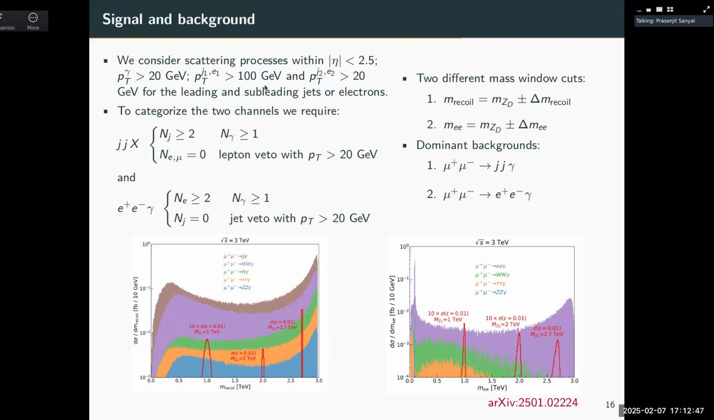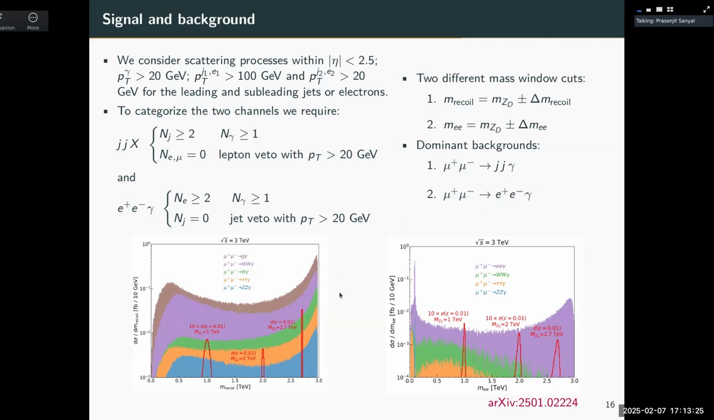After these two basic selections, we can have two mass window selection cuts. One is the recoil mass cut, which is given like this, and another one is the electron-positron invariant mass cut. These two cuts are the most important selection cuts because they can reduce the background by a significant amount. For the inclusive dijet, the dominant background is JJ gamma, and for the EE gamma mode, this is the dominant background.